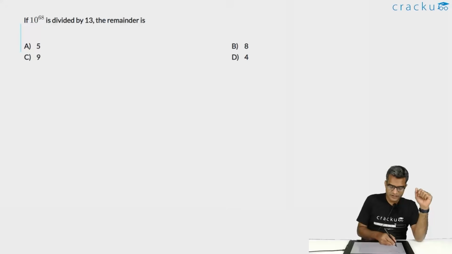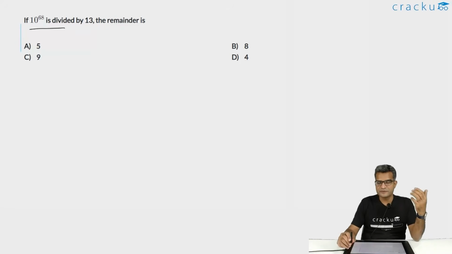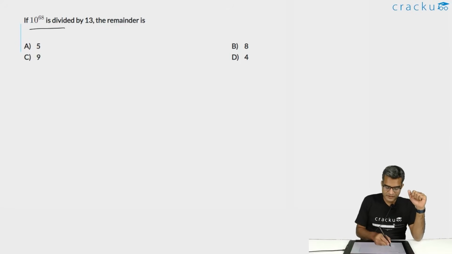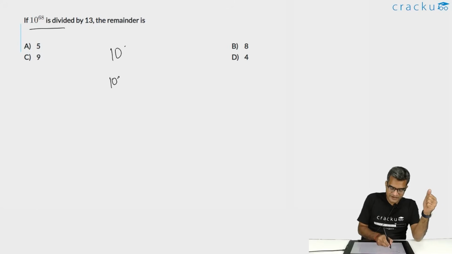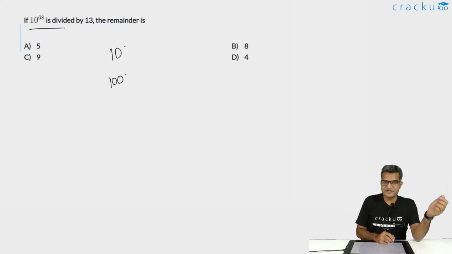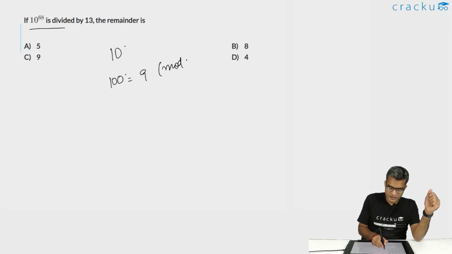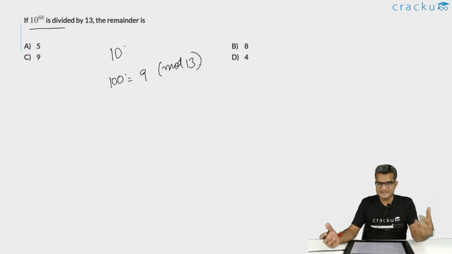In this question, we are told that we have to calculate the remainder when 10 to the power 68 is divided by 13. So you will have to notice that 10 when divided by 13 leaves a remainder of 10. What is the remainder when 100, which is 10 square, is divided by 13? That will be 9. I'm going to write this as mod 13, which is just a way of expressing that when 100 is divided by 13, the remainder is 9.